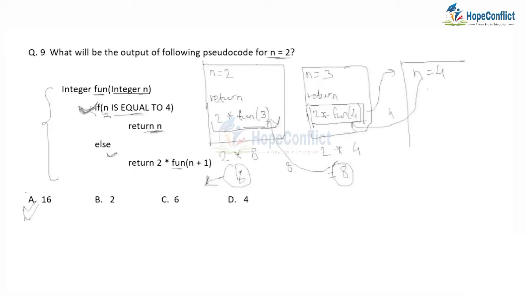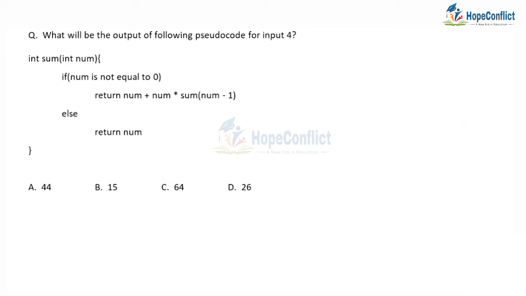Next question, what will be the output of following pseudocode for input 4? Now in this pseudocode again one function is given, function name is sum, and it is taking parameter as an int num. In this case we are checking the if condition num is not equal to 0, and if this condition is true we are going to execute this statement, that is return num plus num multiplied by sum of num minus 1. So this recursive function call is made here. By now we know that whenever these recursive function calls are made, it is a good idea to draw function frames.